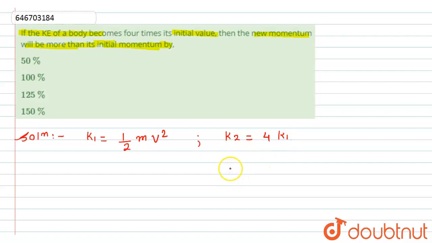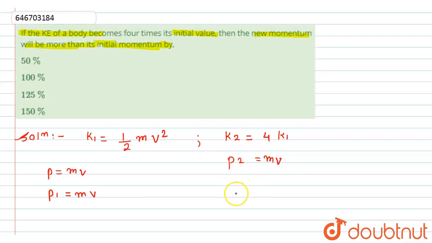Okay, now let's suppose the initial momentum. Okay, if we talk about the linear momentum of the body, so it will be given by P is equals to m into V. So from here, can I say that for the first condition, P1 will be equals to m into V. While for second condition, it will be P2 is equals to m into V.